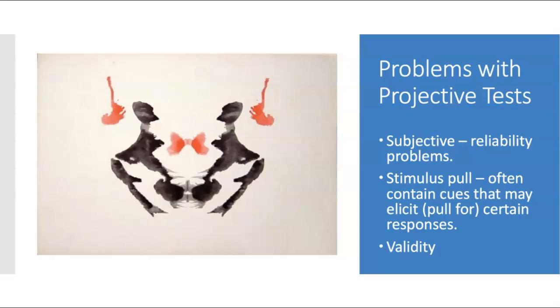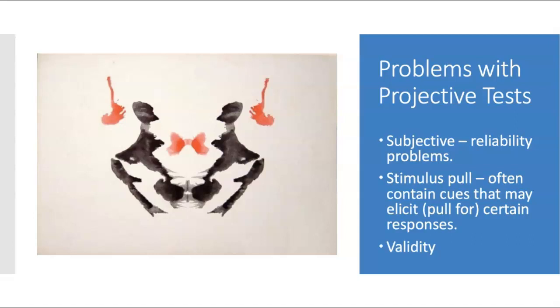So there might be something about the image that pulls or causes you to provide a certain response. So for example, you might be looking at a picture of a person for the thematic apperception test. Maybe the person in the picture looks sad. If they do, then chances are when you're talking about what you see in the picture, you're going to say that the person looks sad. That's not a reflection of your personality or what's going on in your unconscious mind. That's a reflection of what the picture looks like, what the features that it has.